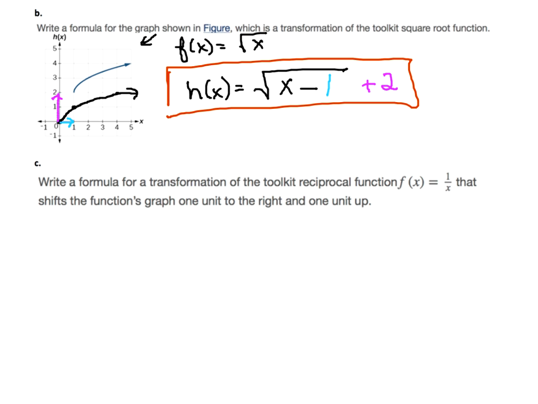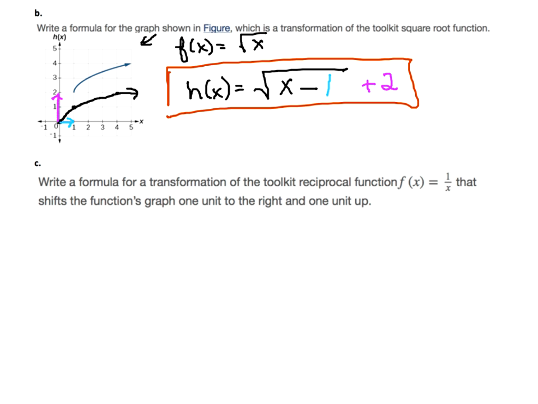That's it. That's all you have to do for this one is just write what that new function is, judging from the graph. So you have to know your toolkit functions to be able to do these, because you have to know that that very first graph that was on the page was in the shape of a square root function.